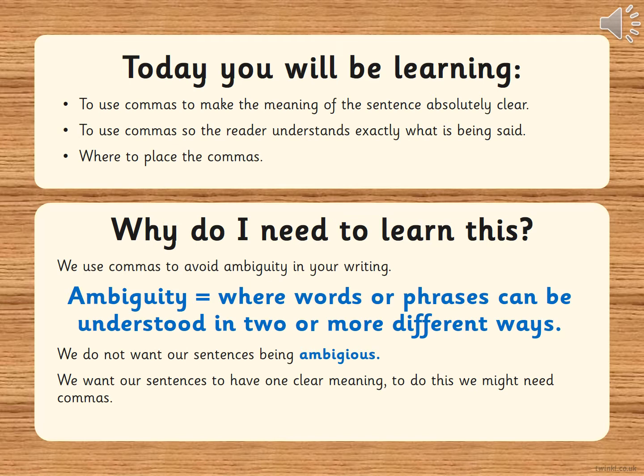We use commas to avoid ambiguity in our sentences. But what is ambiguity? Ambiguity is where words or phrases can be understood in two or more different ways. We do not want our sentences to be ambiguous. We want our sentences to have one clear meaning. To do this, we might need to use commas.